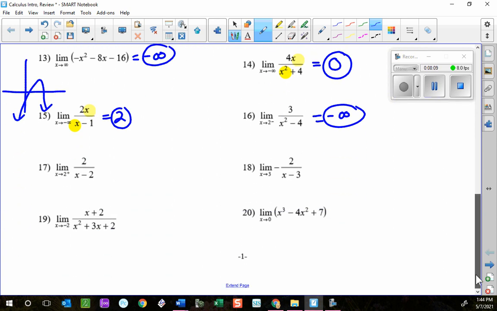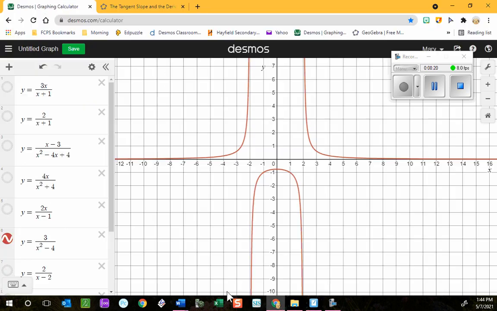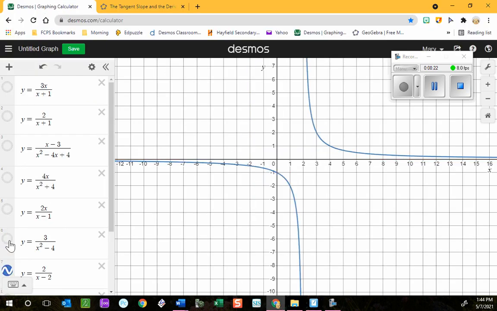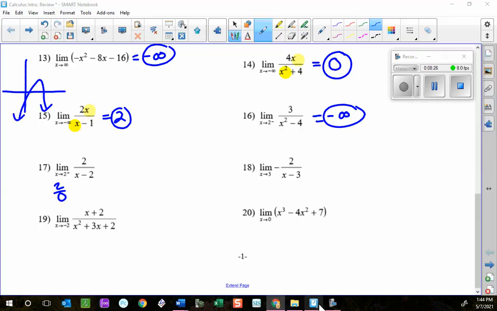Okie doke. So on the home stretch here, 2 over x minus 2, I can't plug in 2 because I get 2 over 0, so I should go ahead and look at the graph. So from the right side of 2, it is rising up, so I will just say positive infinity.